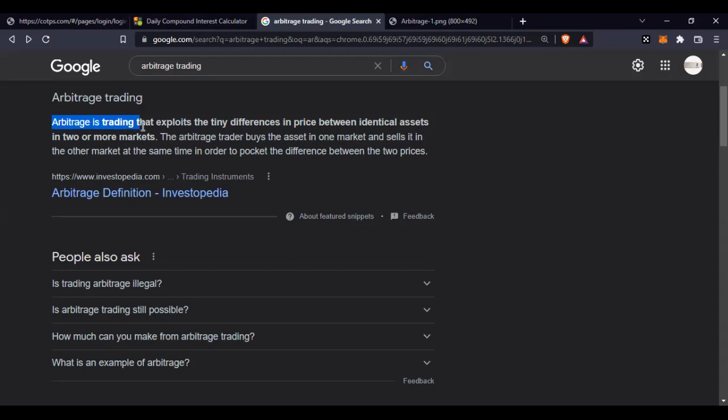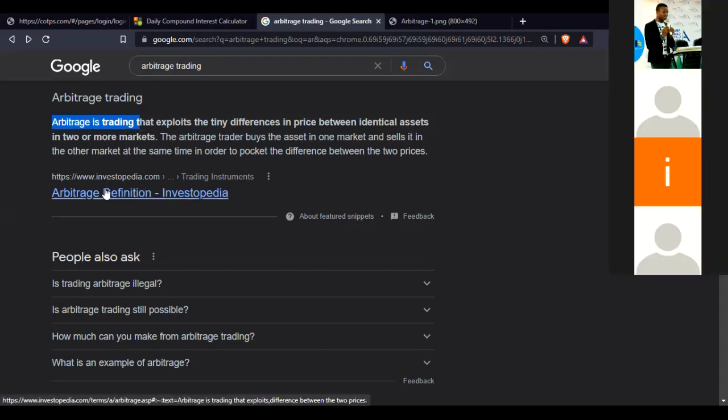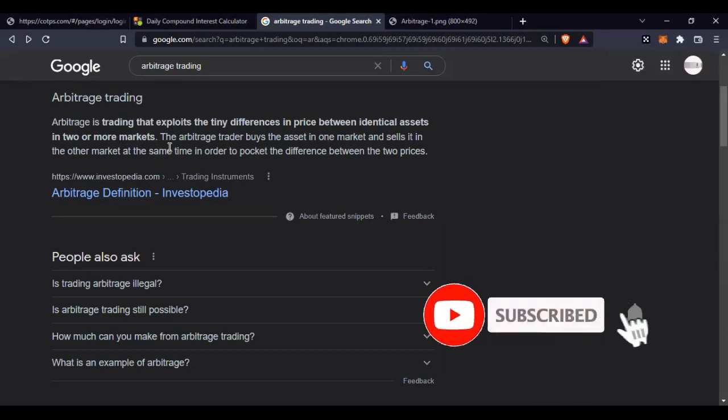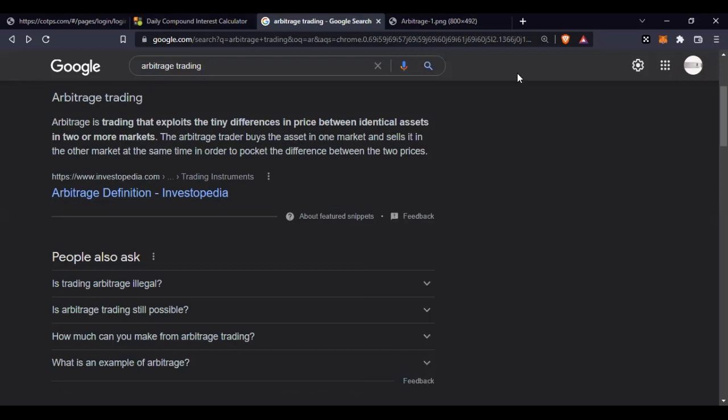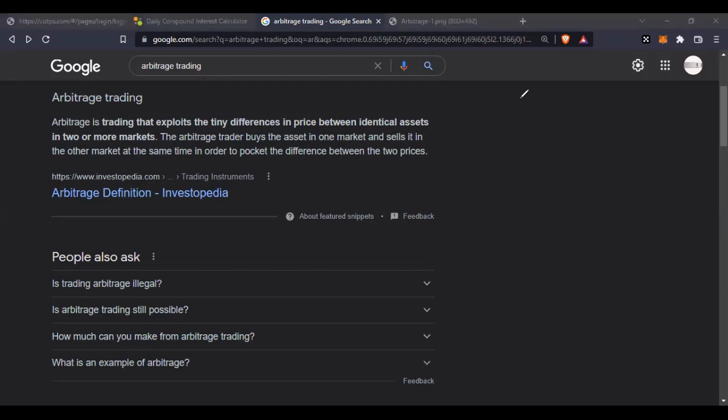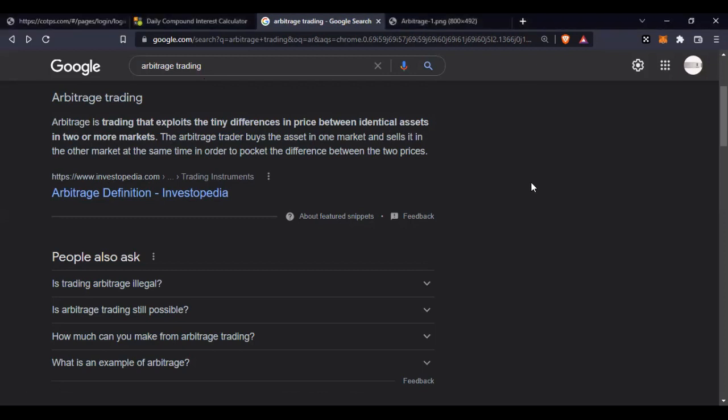As you can see here on Google, from this article on Investopedia, it says that arbitrage trading exploits the tiny difference in price between identical assets in two or more markets. When you come to the crypto space, arbitrage trading simply refers to buying a particular asset in a particular exchange at a cheaper rate and then selling it at a higher rate in another exchange. The difference between the price you bought at in exchange A and what you sold at in exchange B becomes your profit.